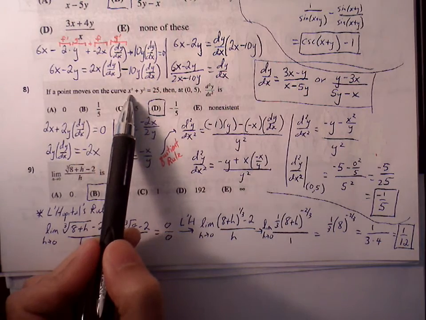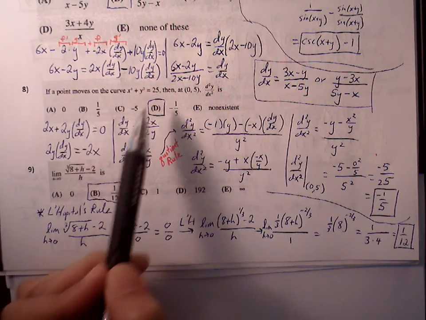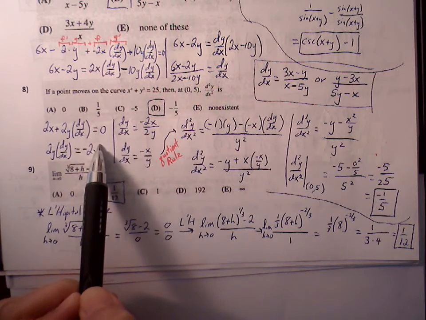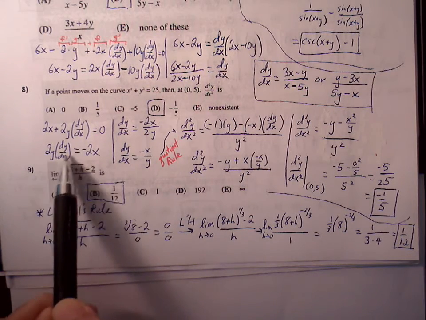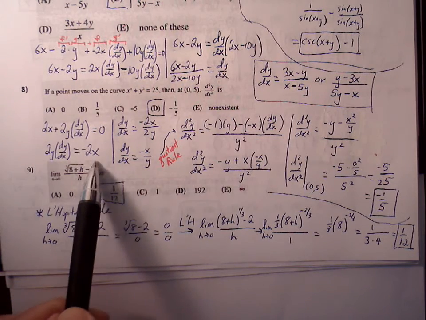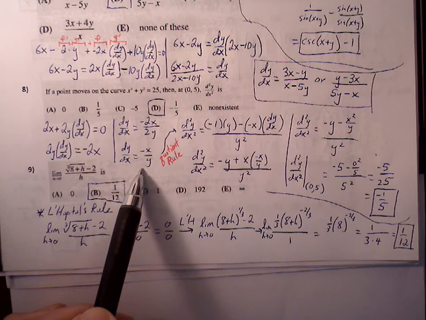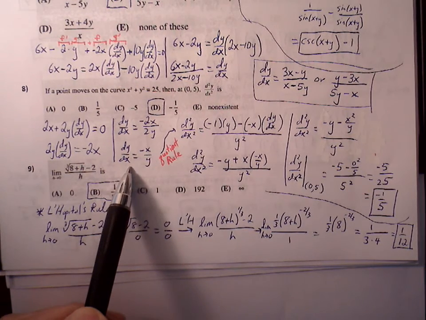Okay, so x squared becomes 2x, y squared becomes 2y, dy dx. 25 goes to 0. And now we're just going to try to get dy dx by itself: subtract the 2x over, divide both sides by 2y. Clean this up, we have dy dx equals negative x over y. Now, that's our halfway point. We still have to get to the second derivative.